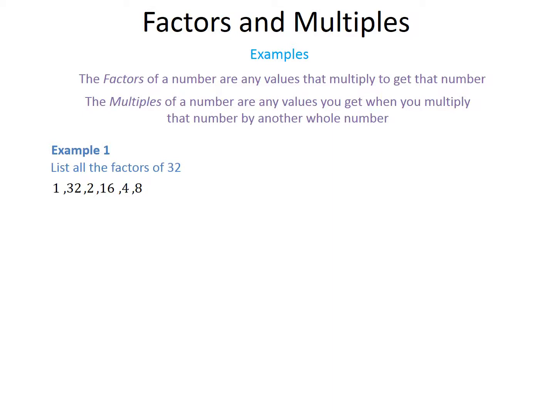All right, the second one is an example with multiples. Let's list the first 6 multiples of 7. Really easy stuff. 7 times 1 is 7. 7 times 2 is 14. Just keep going down our times tables. 7 times 3, 21. 7 times 4, 28. 7 times 5, 35. 7 times 6 is 42. And we're done.